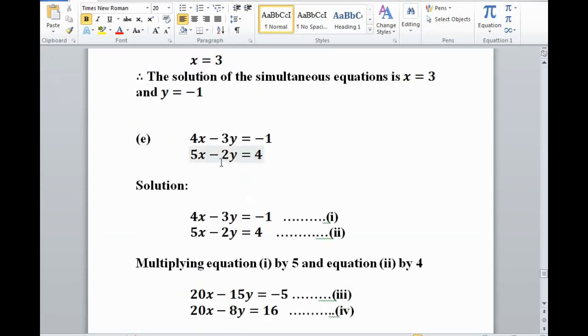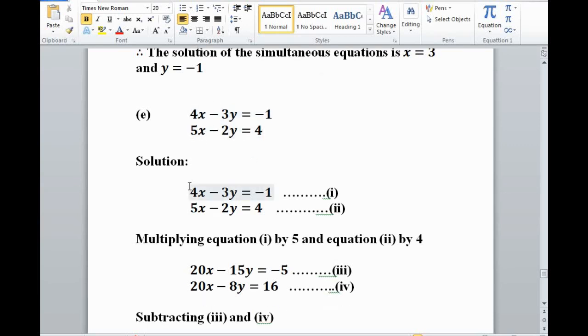Next part from this question is 4x minus 3y equals -1 and 5x minus 2y equals 4. So again, the absolute values of the coefficients of x in both the equations are not the same. So let's multiply equation 1 by 5 and equation 2 by 4 so that the absolute values of the coefficients of x in both the equations are the same.